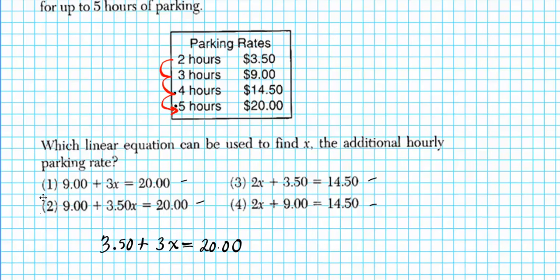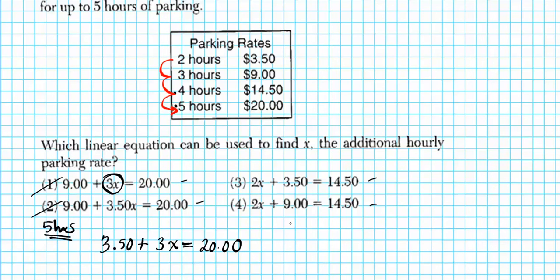Does that match any of these options that we have here? The answer is no. The base rates are wrong, and this one has a correct growth rate of 3x, but the base rate is wrong here. So these two are completely wrong. This is for 5 hours.